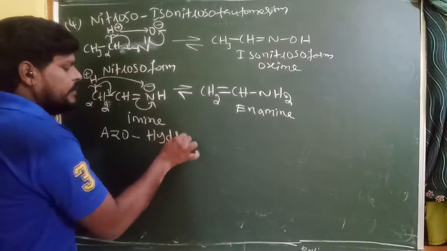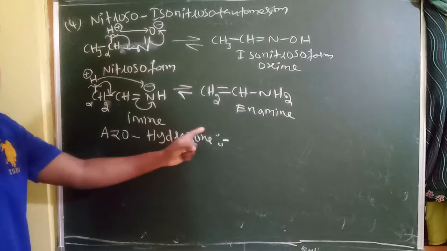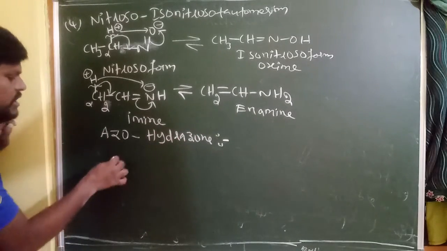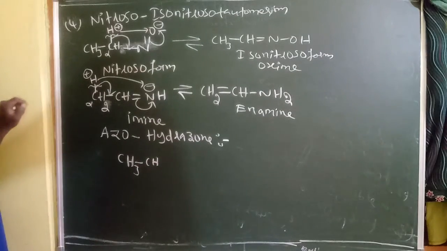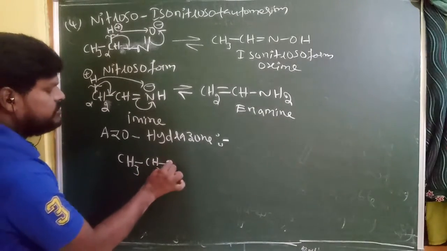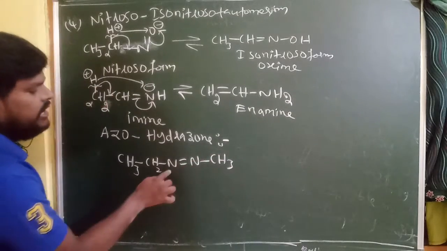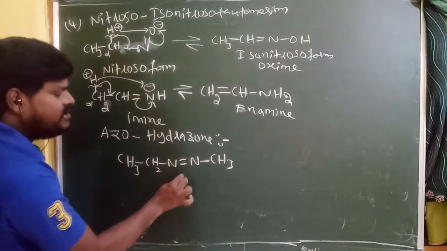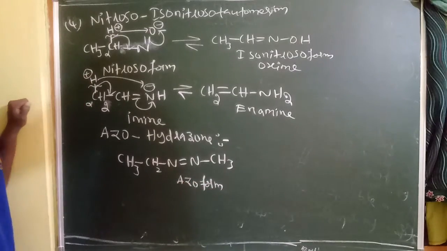Hydrazone tautomerism. Azo-hydrazone tautomerism. So what are azo compounds? CH3 CH2 N double bond N bond CH3. N double bond N. So this is the azo form, right? Yes or no?